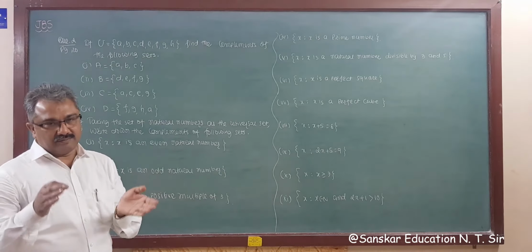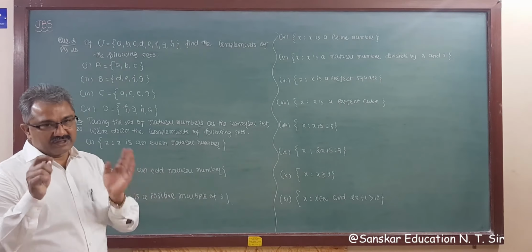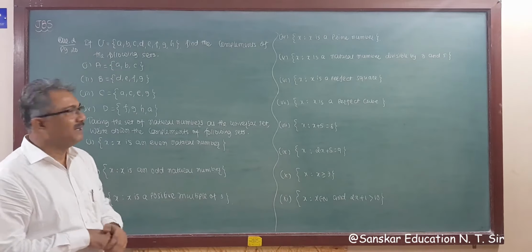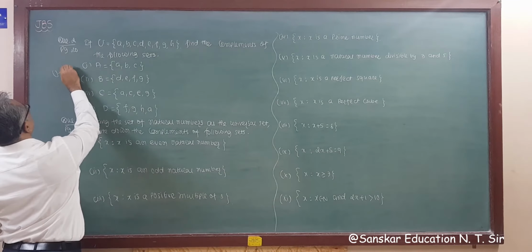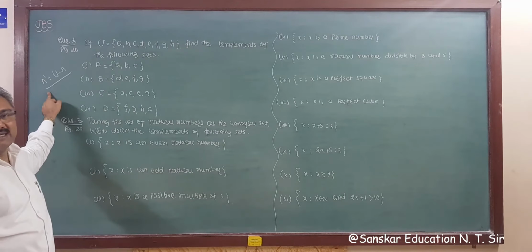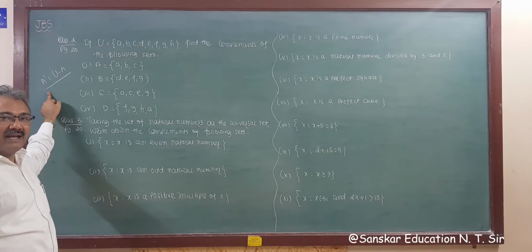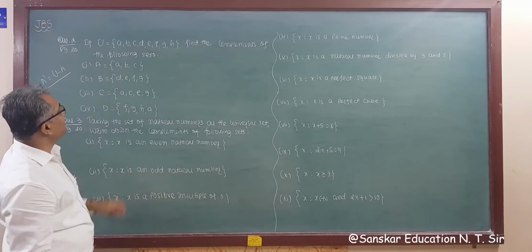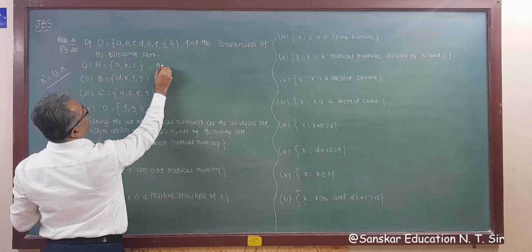For set A, the elements which are in U but are not in A, that is U minus A. Simply we write U minus A is the complement of set A, denoted by A dash. Means elements in U but not in A is called the complement of the set A. So here A is equal to ABC.